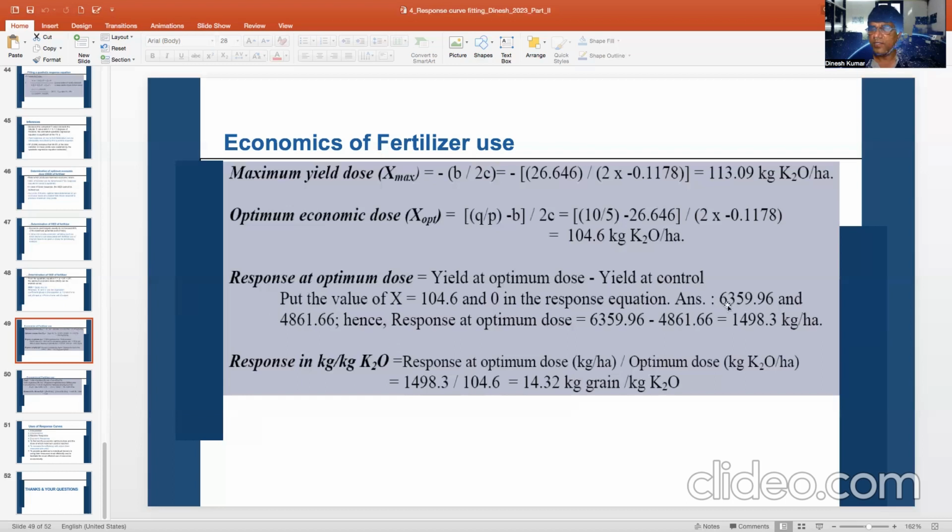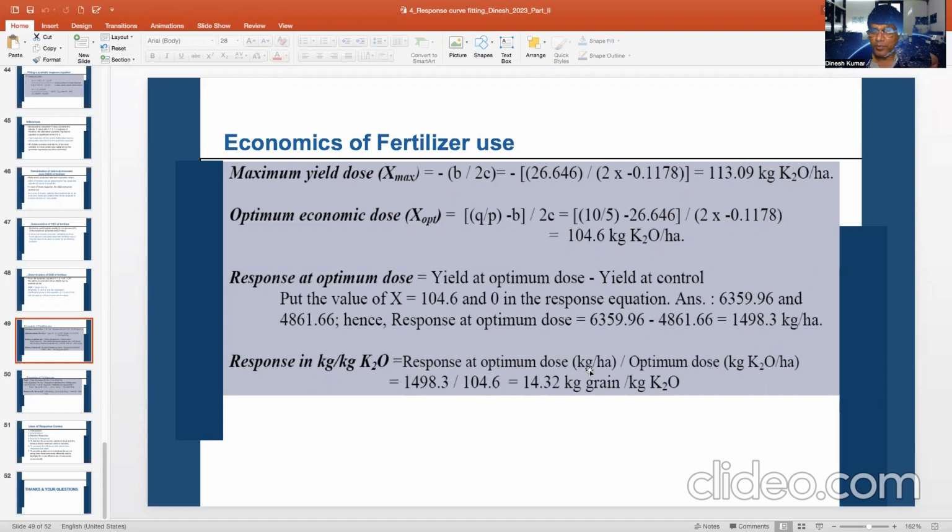And for 104, it is 6359. So now response at optimum dose is equal to yield at 104 minus yield at control. So now you can see 1498.3 means this much of additional grain you are getting because of K2O application at optimum dose of K2O. This much is extra, this much is additional. So actually this is response, means yield at optimum dose minus yield at control. Now you can go do further calculation, response in kg per kg K2O.